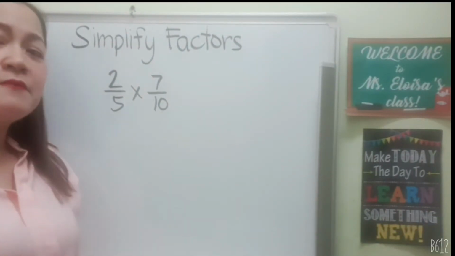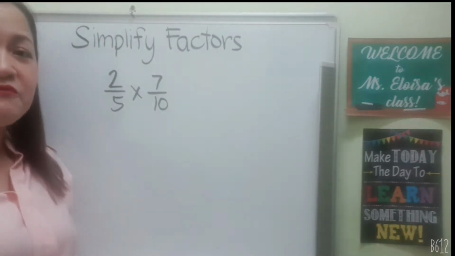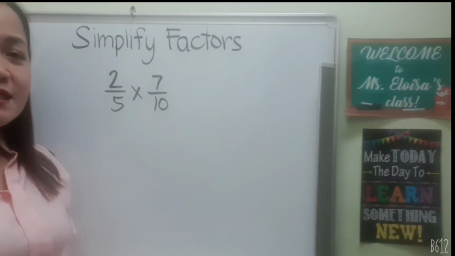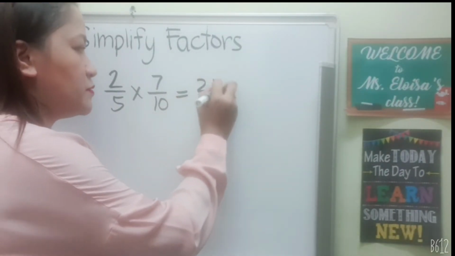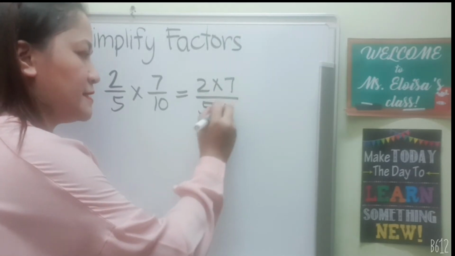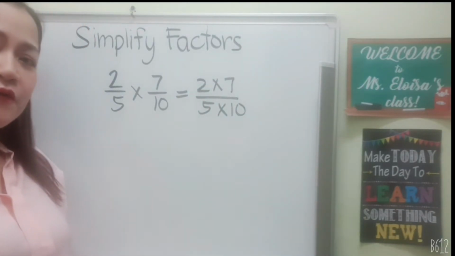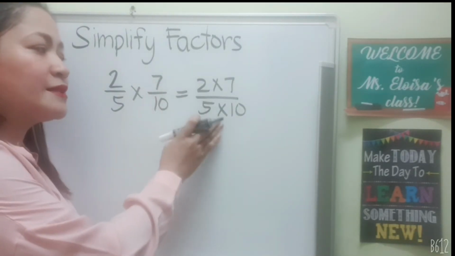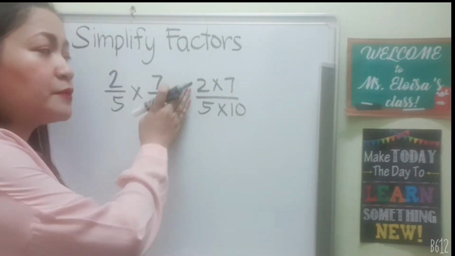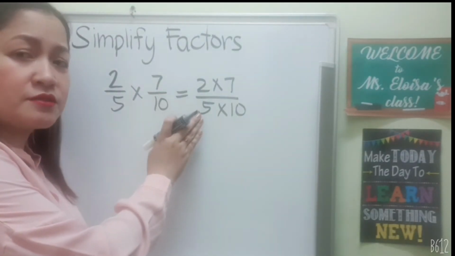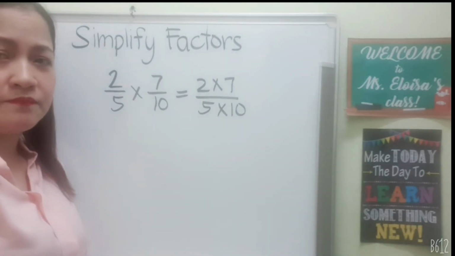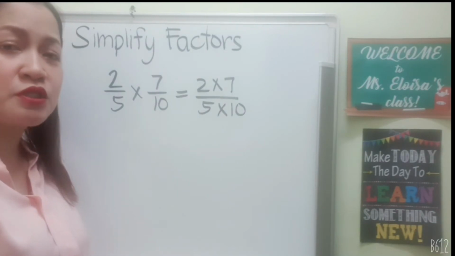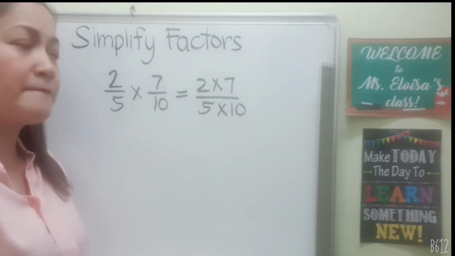Now let us solve the same problem, but we will simplify first before we multiply. The first thing that we will do is to write them as a single fraction. So that means it is 2 times 7 over 5 times 10. To simplify first before multiplying, look at the numbers in our numerators and the numbers in the denominators. Are there numbers in the numerator that have a common factor with the numbers in the denominator? Okay, 2 and 10 have a common factor of 2.